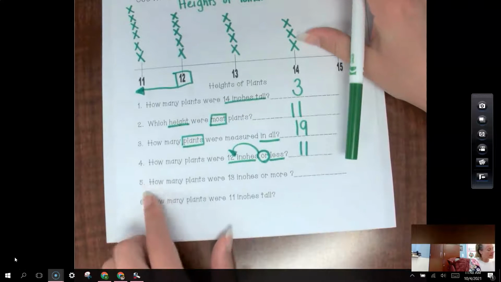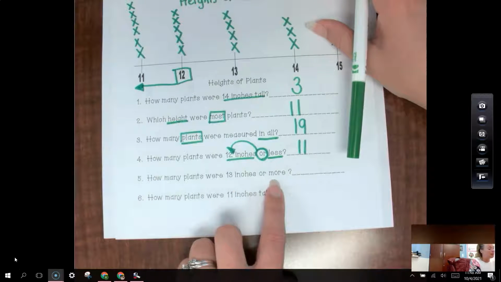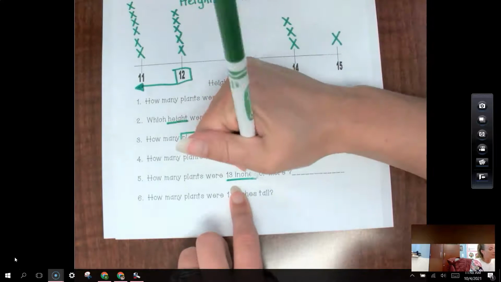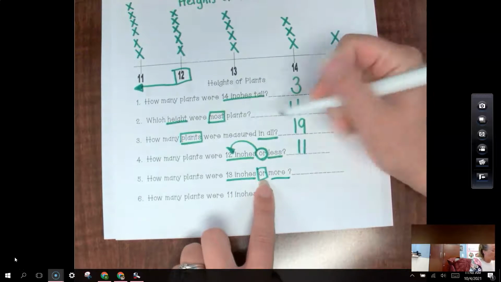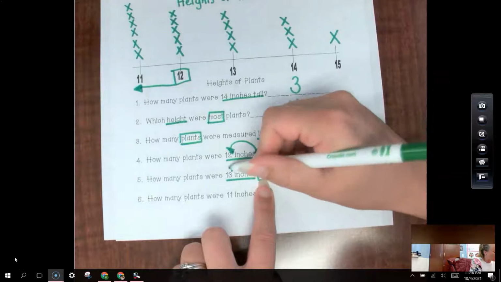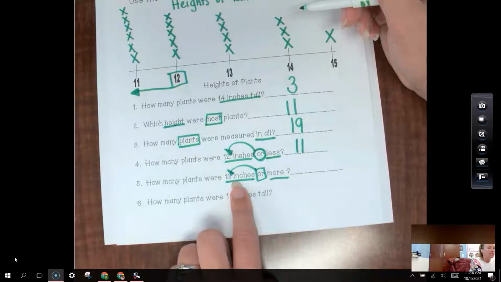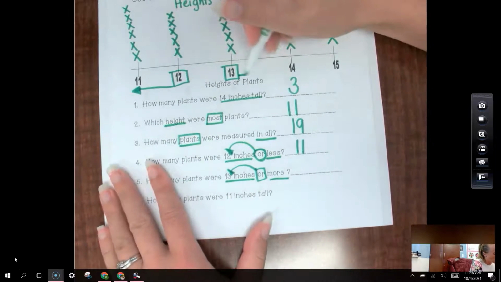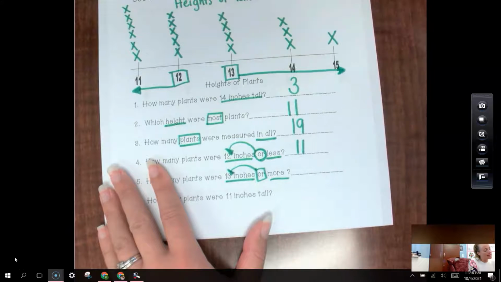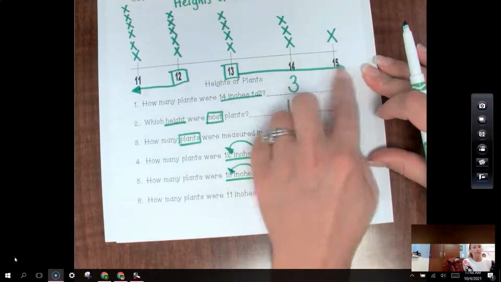Our next question says, how many plants were 13 inches or more? Please underline 13 inches or more. Because of the "or," I will count 13. If it doesn't say "or," I will not count 13. So let's go up to 13. 13 inches or more. That means that I need to count all the X's at 13, 14, and 15.